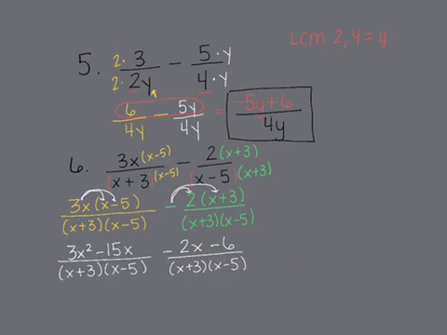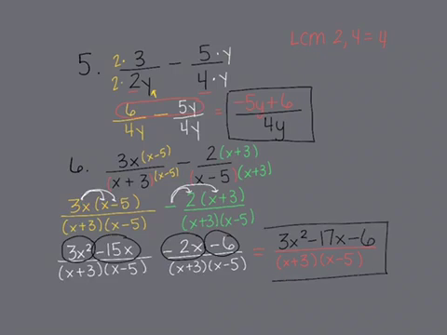So now when I go to combine these, again, my denominator stays the same. It stays x plus 3 times x minus 5, and it stays factored. When I go to combine these, there's nothing for me to combine the 3x squared with, so that goes first. Now I have a negative 15x and a negative 2x, so altogether that's negative 17x. And then this is a negative 6, so minus 6. So here is my final answer.